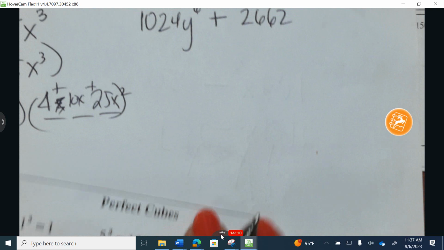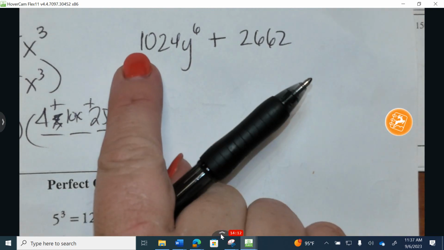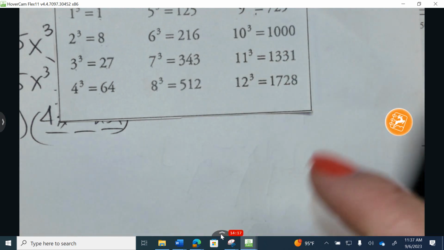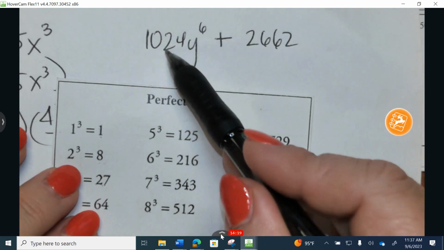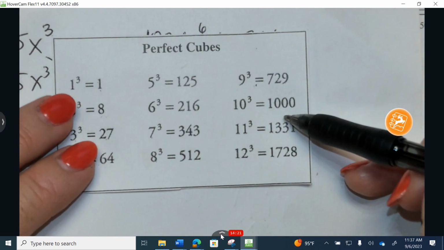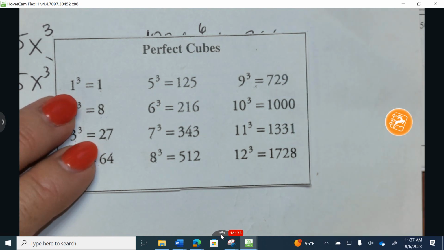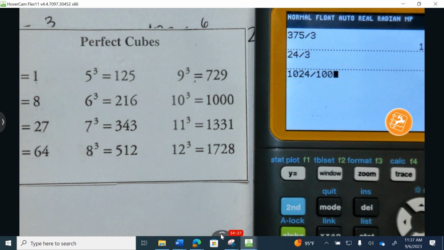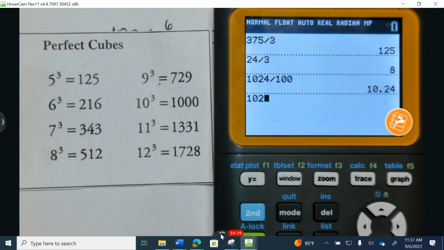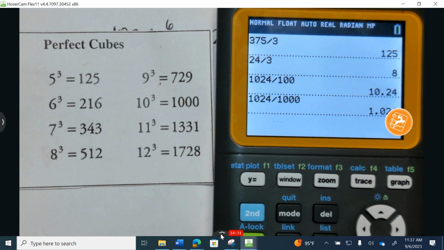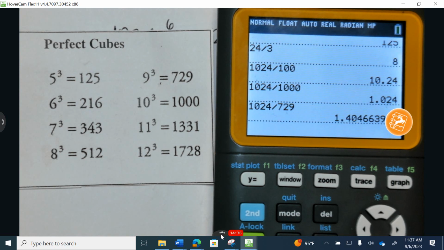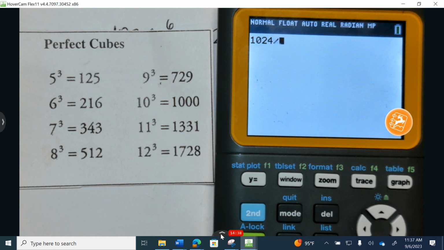Let's look over here. I don't see 1024 or 2,662 on the list. So I find 1024. 1024 is right here. And I start just dividing until I find one that works. 1024 divided by 1,000 has to give me a nice whole number. If it doesn't, I just continue to divide by each of the perfect cubes. It doesn't work. 1024 divided by 512.